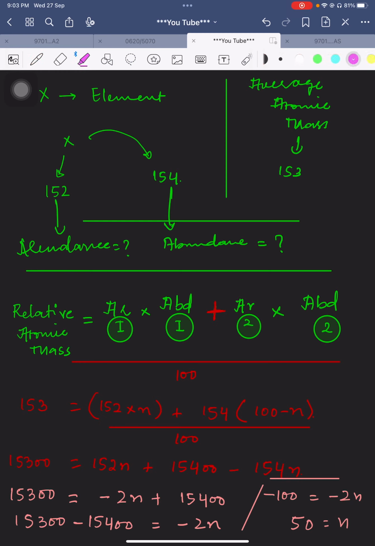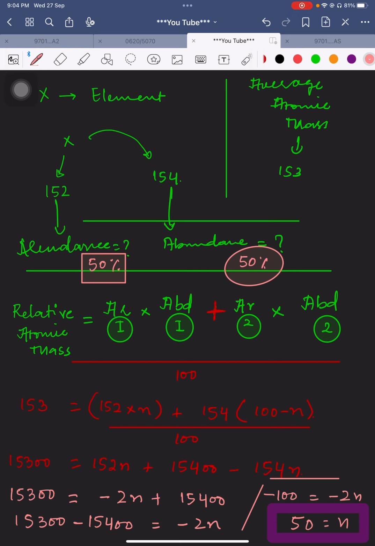Okay, so this is the point which I was explaining to you right now. You people can consider this thing: what is the percentage of one of the isotopes? It is 50%. And what is the percentage, or the abundance, of the other isotope? It is also 50%. Okay, so this is the concept which we have calculated from this question.